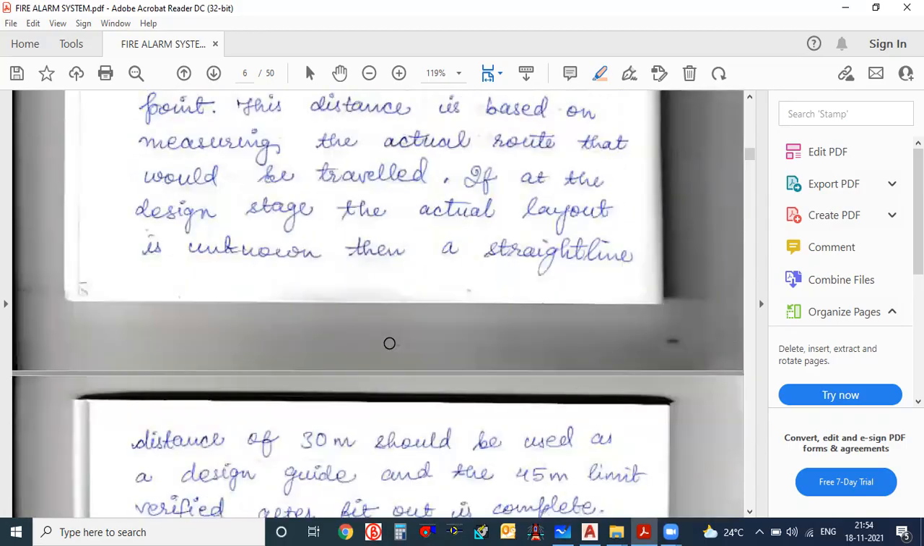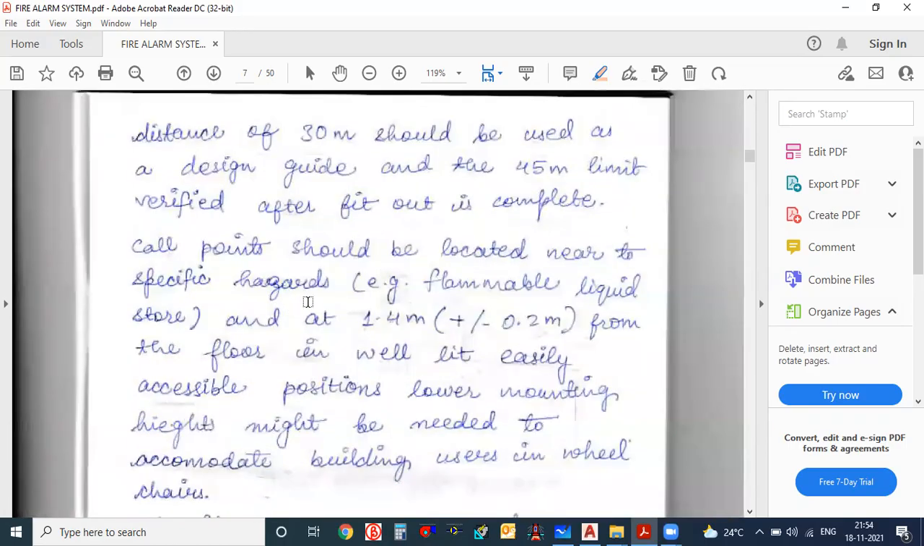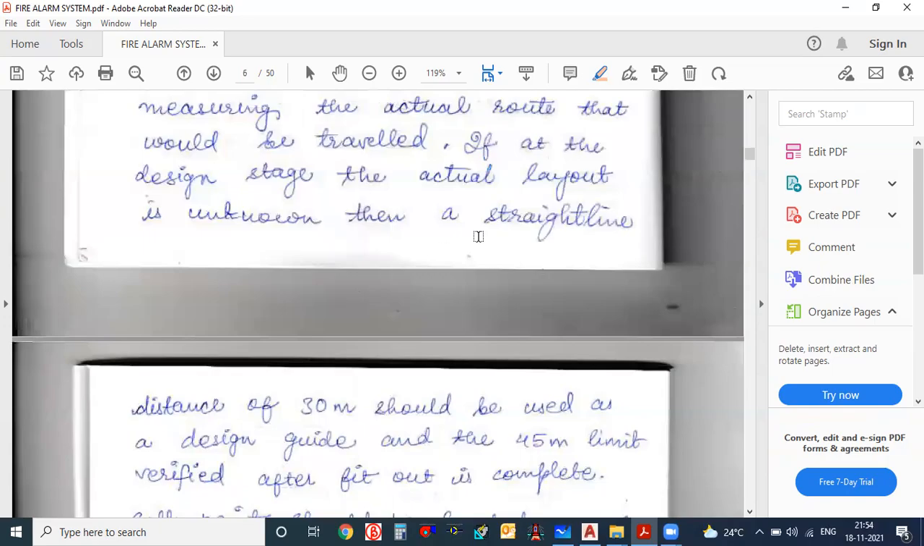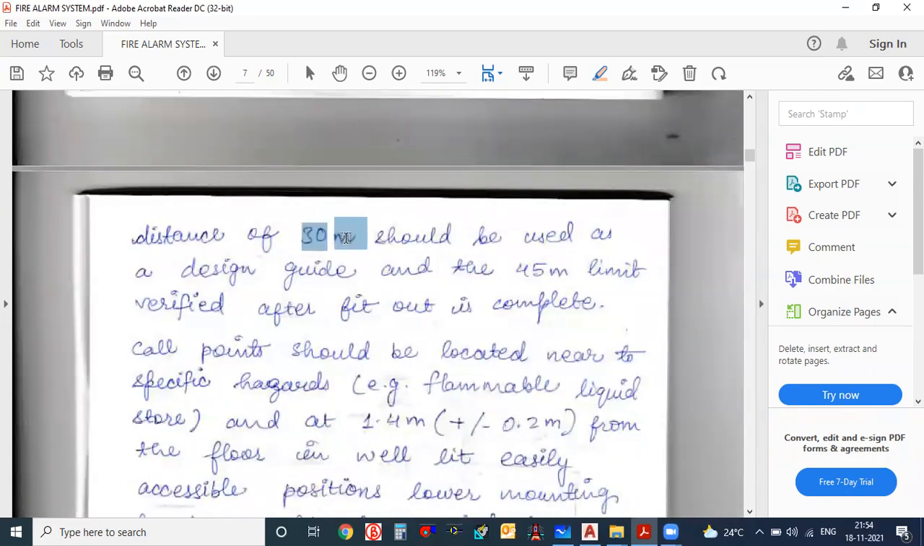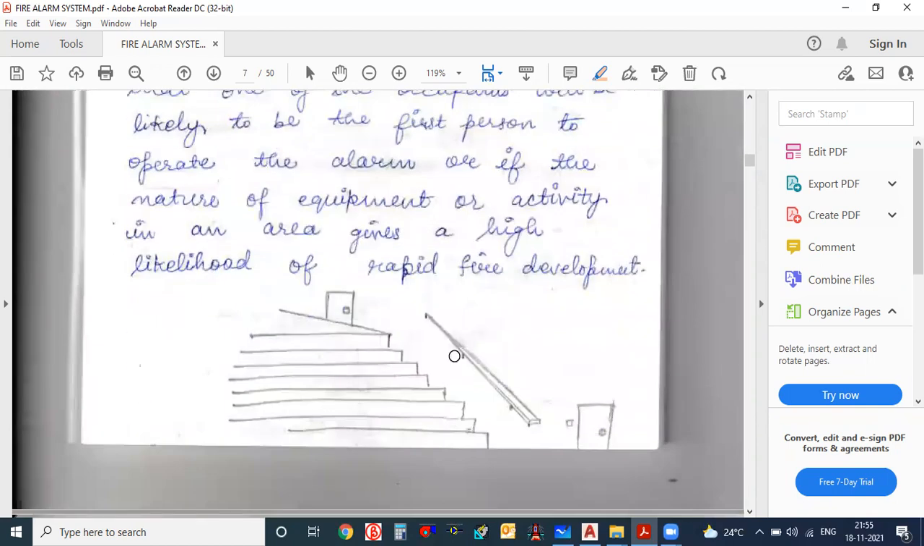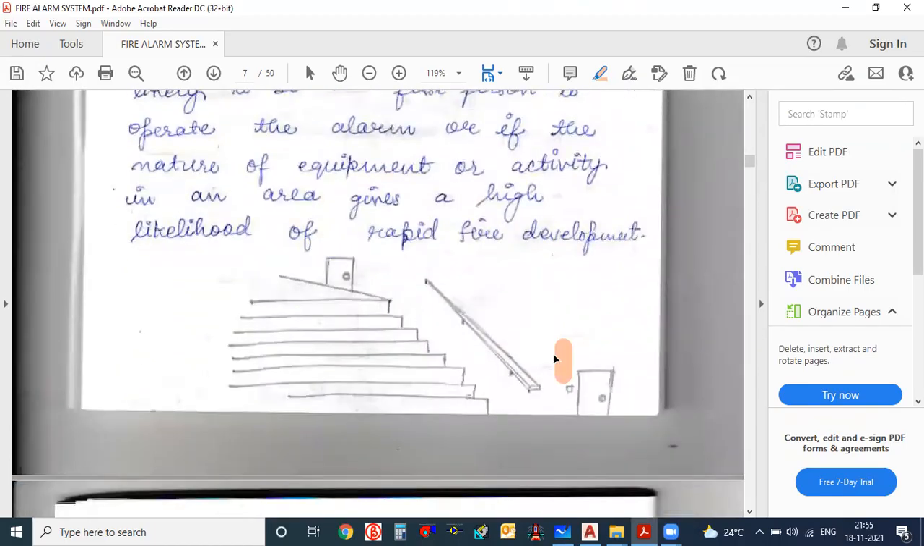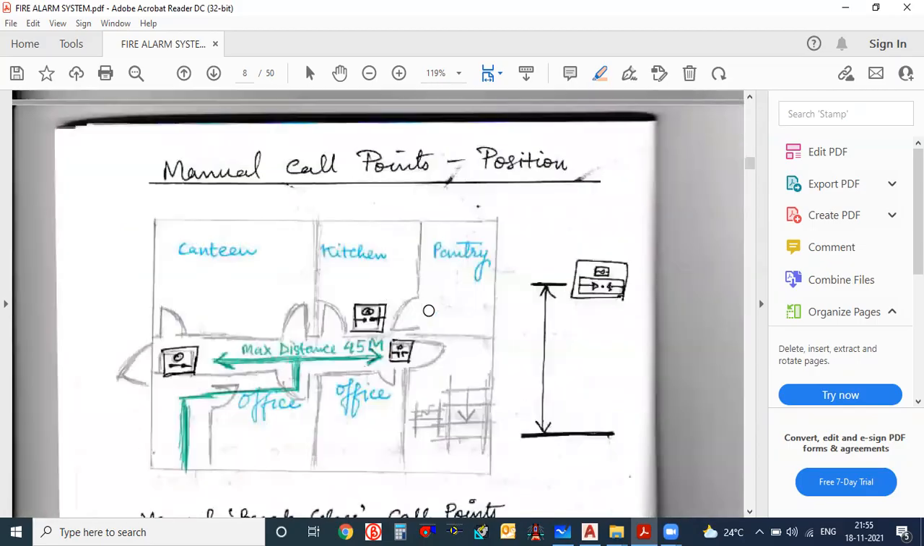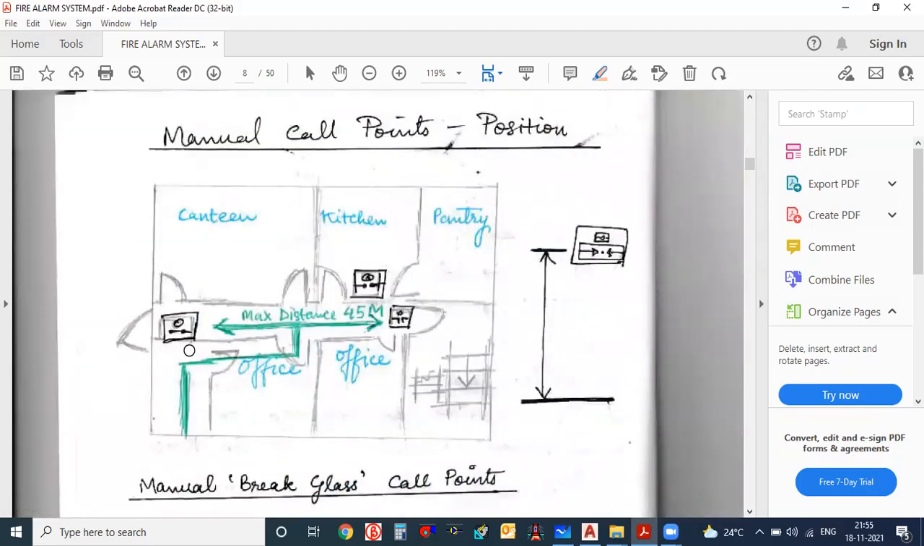Okay, some things are given here. Certain points are given here, like what is the height of the manual call points. And here it is telling that from 30 meters to 45 meters, we have to follow the distance between two manual call points, MCPs. And here one image is also given, just drawn like this is the manual call point. Okay. And how it is kept, how we have to install. This is something given.